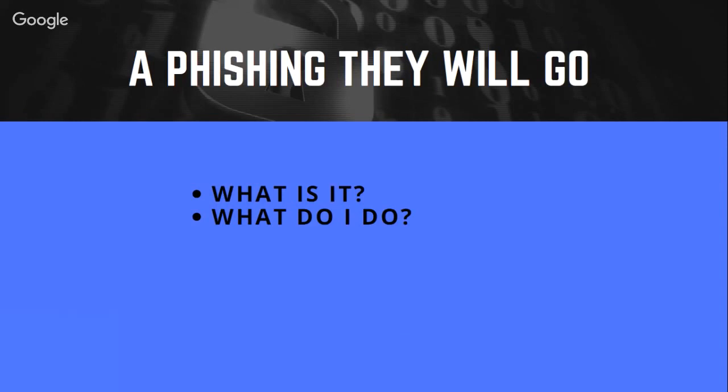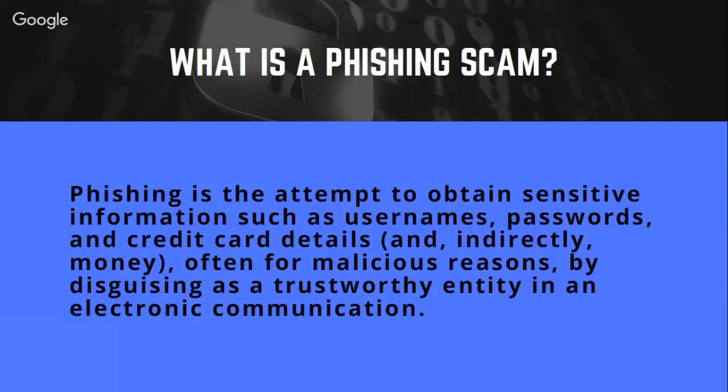So what is phishing, and what do we need to do if we do see a phishing email, like when one of our users receives one, or if one of you receive one? So first of all, what is a phishing scam? It's an attempt to obtain sensitive information such as usernames, passwords, and credit card details, and indirectly money, of course, often for malicious reasons, by disguising as a trustworthy entity in an electronic communication. So what does that mean? Usually it's an email that we're going to see in our mailbox most of the time, and that's what we're commonly seeing here at Northside. So that's what I'm going to focus on for you guys.